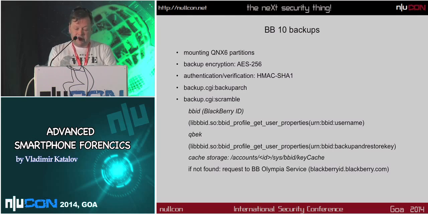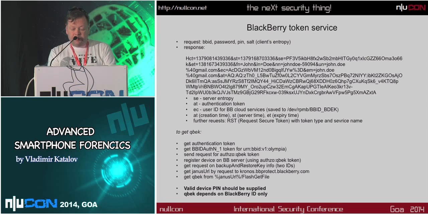It is using the BlackBerry ID. And the encryption key used to encrypt the device is called QBAC, and it is stored in the cache storage. And if the encryption or decryption service doesn't find this encryption key in the cache storage, it makes a request to a special so-called secret BlackBerry service called Olympia.